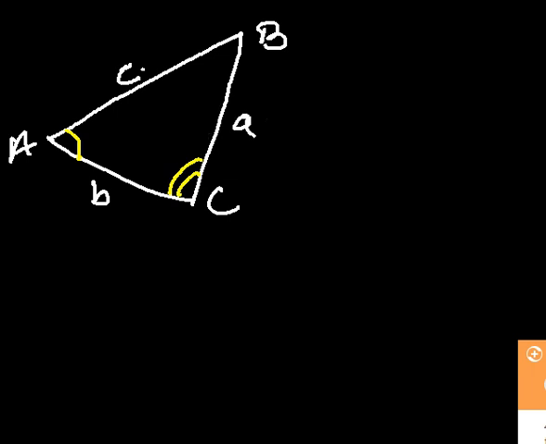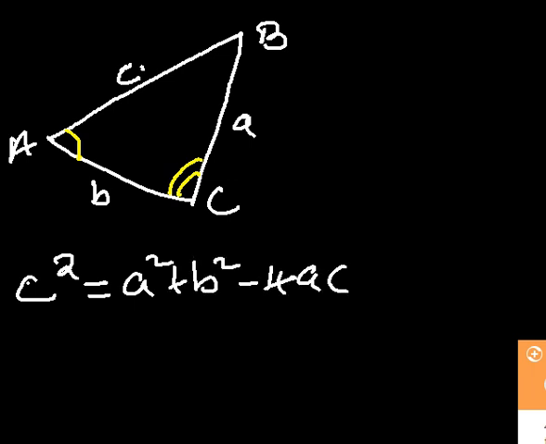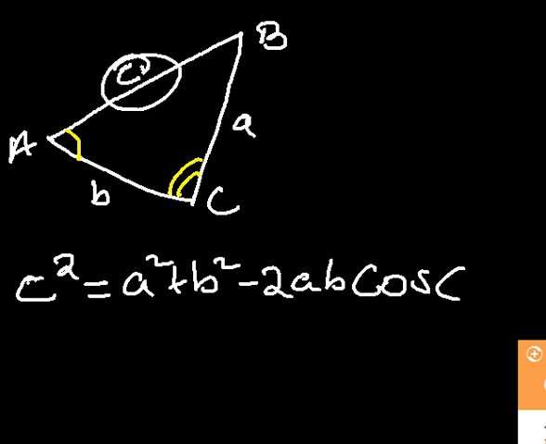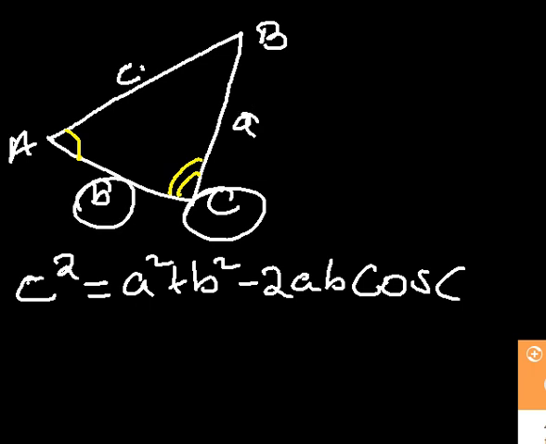Now, let's say we have an interest to find the value of the side C. Then the formula says C squared is equal to A squared plus B squared minus 2AB, and the cos of angle C. That's how the cosine law is given if we'd like to have the value of the side C. Then the opposite angle must be given, and the value of the other sides must also be given as well.